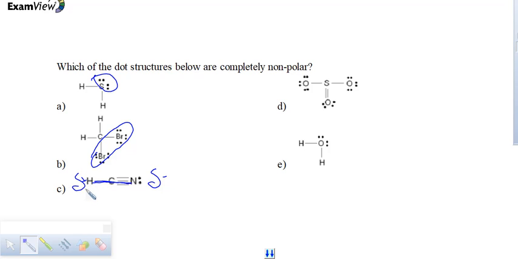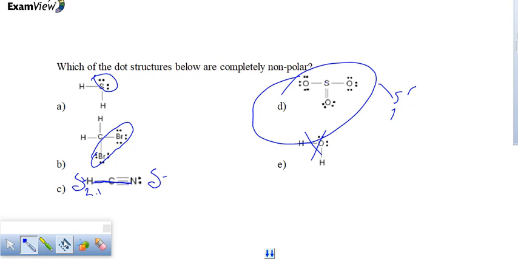It's not electropositive. It's just 2.1 versus this is like 3.0. This is actually the nonpolar one because, even though it's written like that, this is actually a trigonal planar. So because this is symmetric, that would make that a nonpolar.